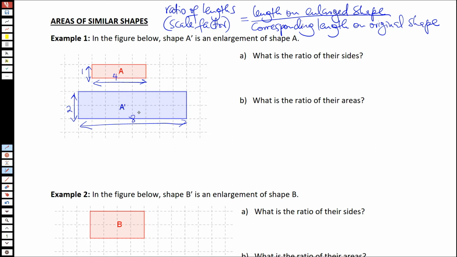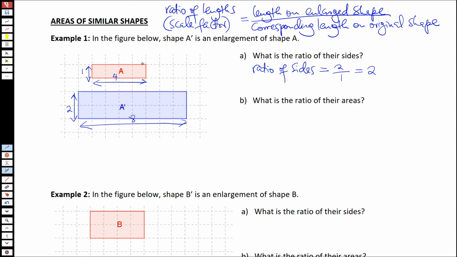So you can find the ratio of the sides of these rectangles. So ratio of sides will be equal to the length of the enlarged shape, which in this case happens to be 2, over the length of the original shape, which is 1. So the ratio of the sides is 2. And what we want to find out is the relationship between the ratio of the sides and the ratio of the areas. So let's look at the areas of these two rectangles.